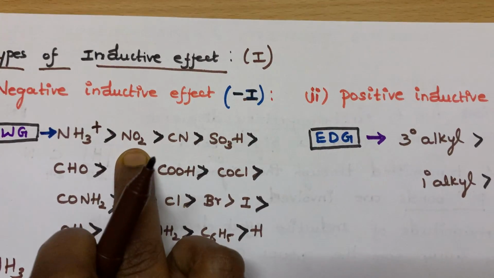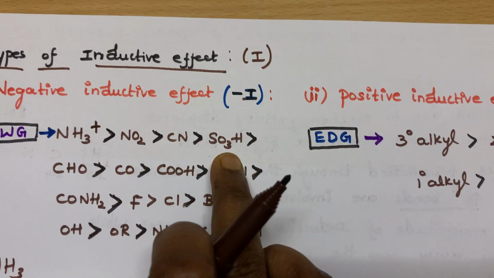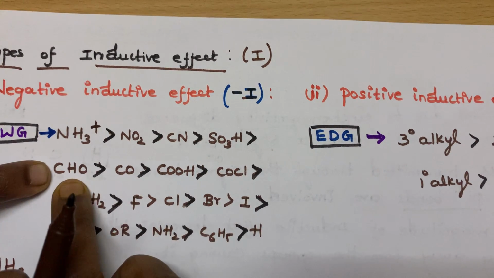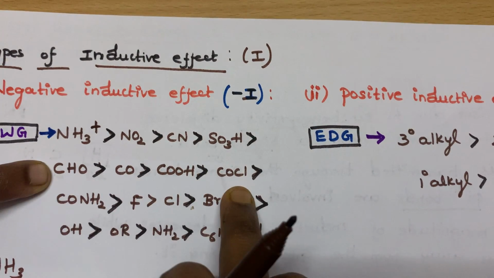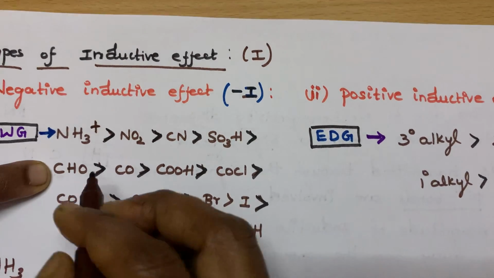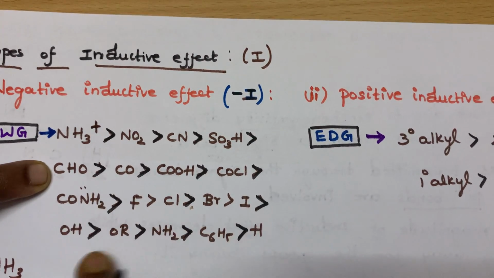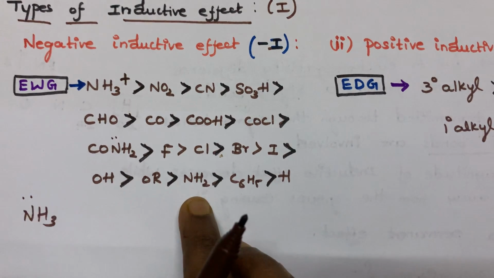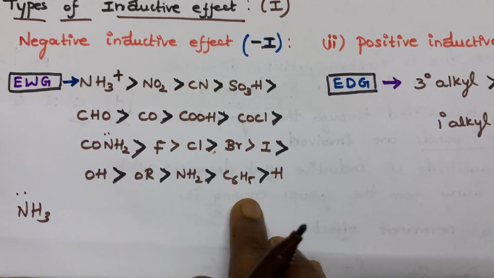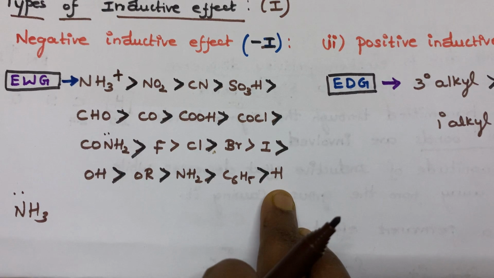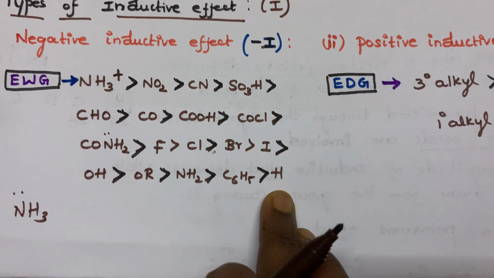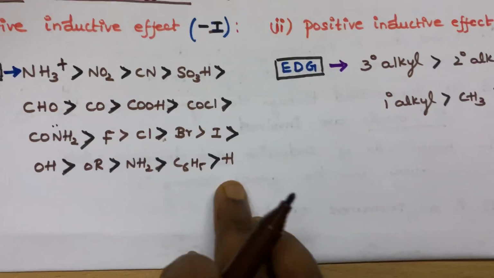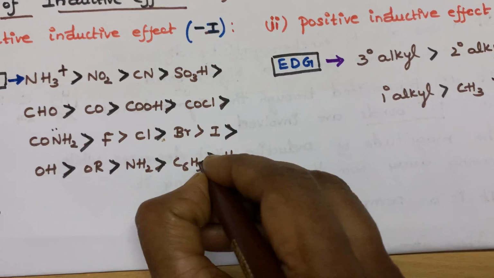Then comes your nitro, cyano, then your sulfonic acid, your aldehyde carbonyl, keto carbonyl, acid carbonyl, acyl carbonyl. This is what? Amide. Then all your halogens. Then comes your hydroxyl, your alkoxy, your amine, then your benzene and your hydrogen. Least is the hydrogen. Usually hydrogen is neutral. It will neither give nor withdraw. So that is the nature, so we have kept it at last.